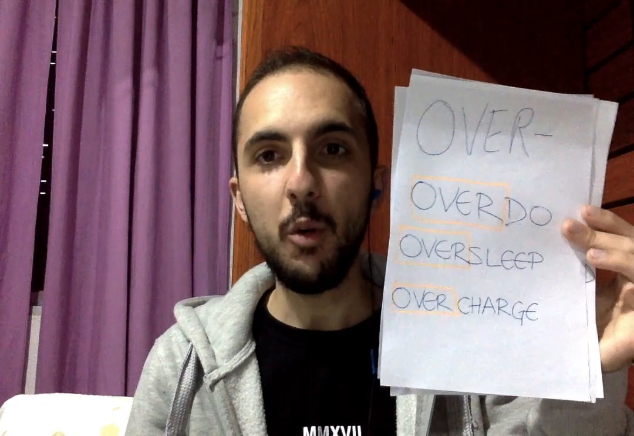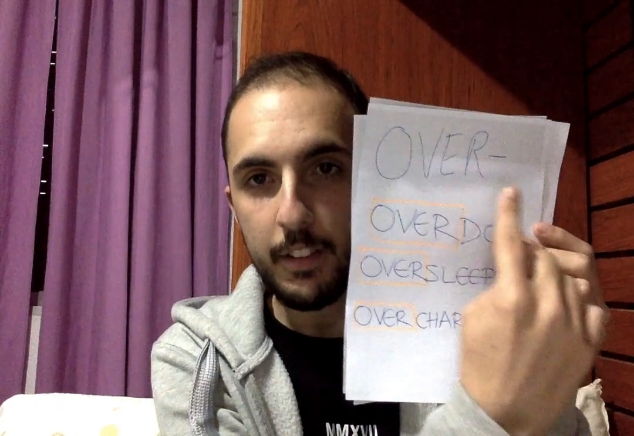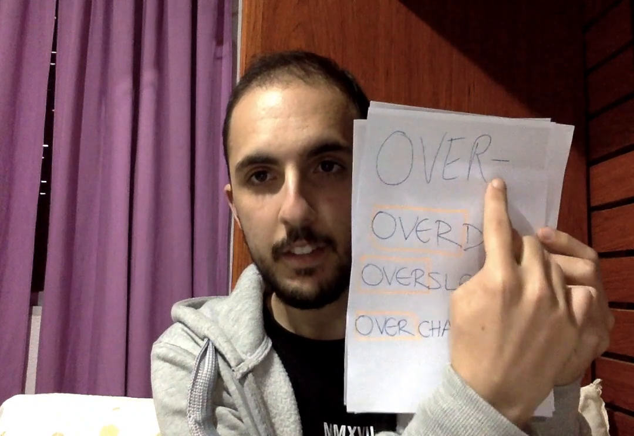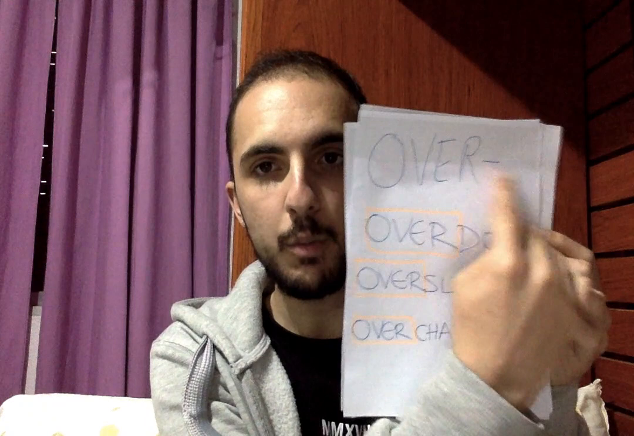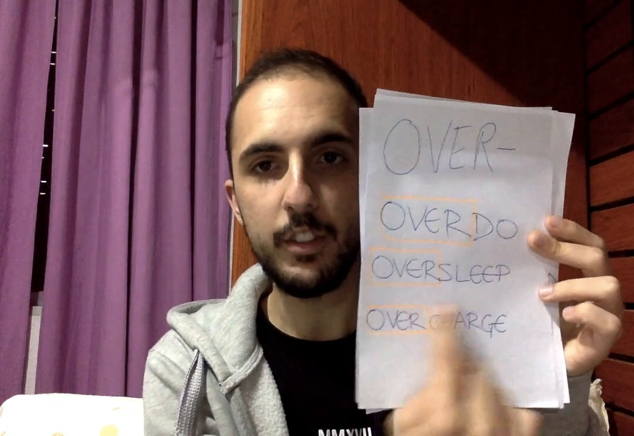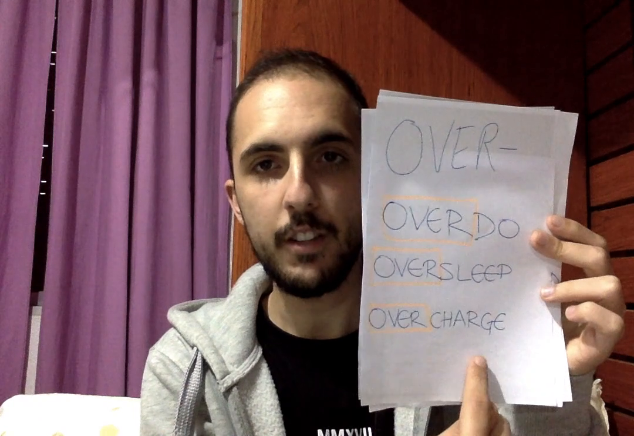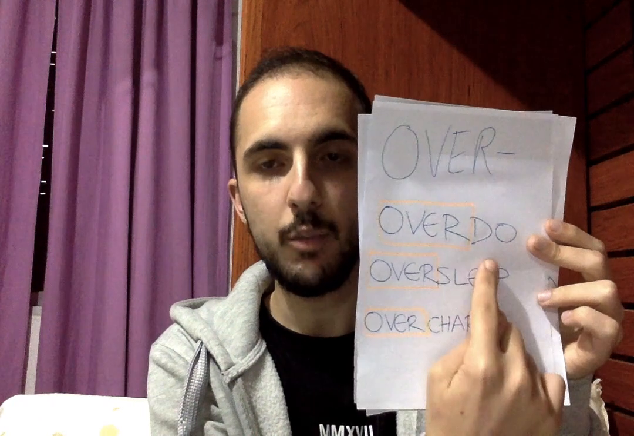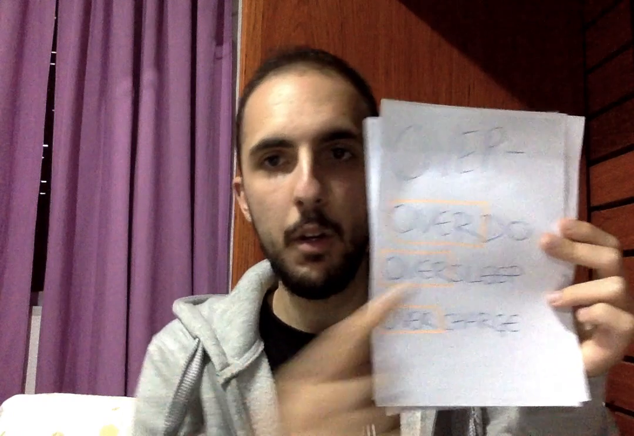Over, as a preposition, without... have you noticed this thing here? This means this is not a preposition. This is a prefix. Here means you have a word here. Overdo, for example: overdo, oversleep, overcharge. Overdo is when you do something more than you should.